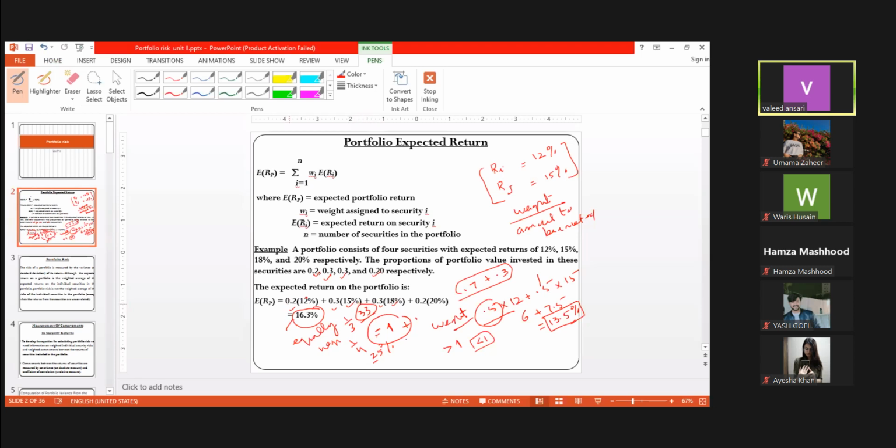Not only the risk of an individual security is important, but also how these securities move together. For example, if there are two securities, how this and this move together, how the first security and this security move together. So additional terms come into the picture, which we call covariance. That is why, in order to develop a portfolio risk formula, we have to take that into account. And this is what I am going to explain to you.